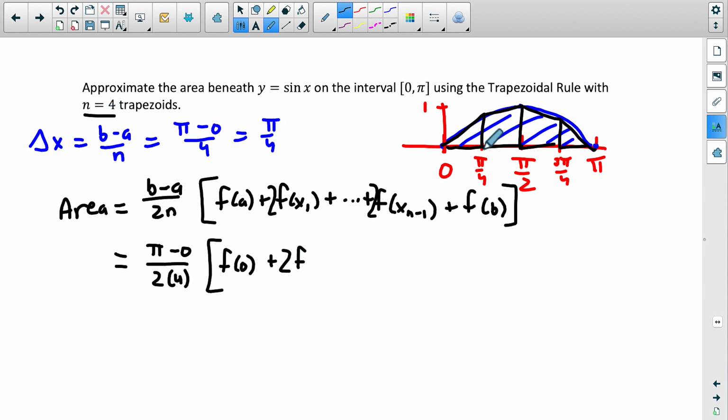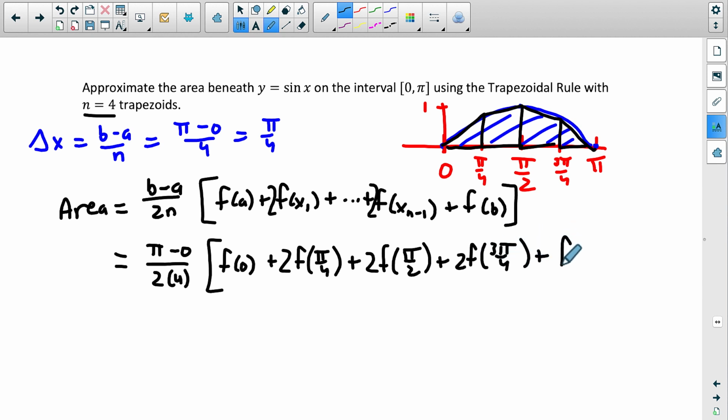Pi over 4. So our next one starts at pi over 4, our next trapezoid. Plus 2 times, our next one's at pi over 2. So f of pi over 2. Plus 2 times f of 3 pi over 4. And finally we get to our last one, so it's not 2 times, it's just f of pi. That's what we have to do here. Alright, we can simplify the front here. We have pi on the top and 8 on the bottom.